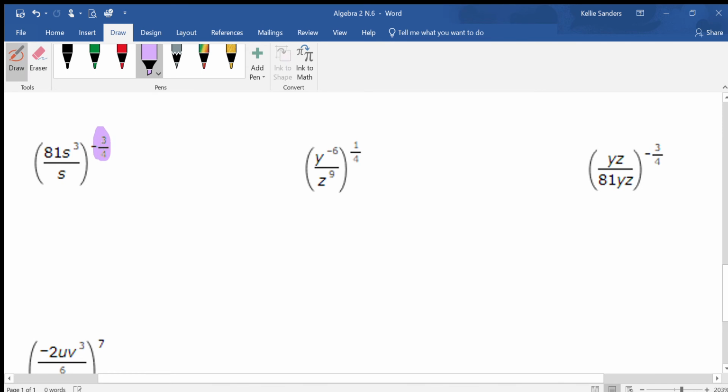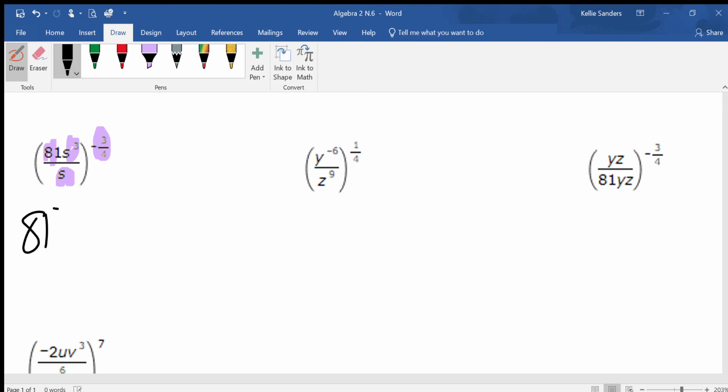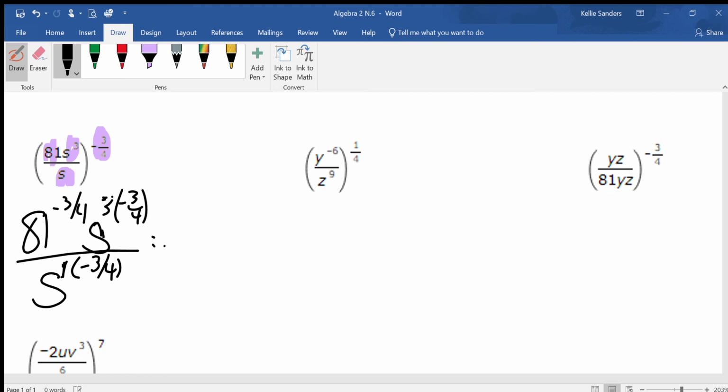The negative 4 over 3 goes to the 81. I'll just keep on doing it the same way. It goes to all three of those inside. So we have 81 to the negative 3 over 4, s to the third times negative 3 over 4, and s to the 1 times negative 3 over 4.